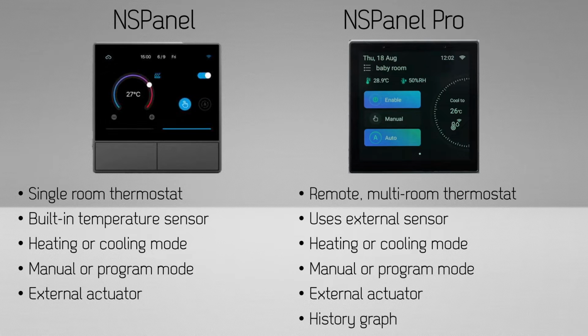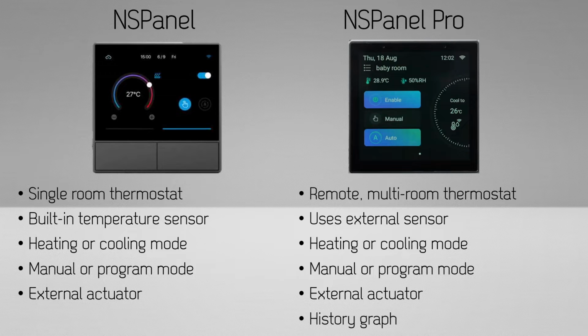So think about it. You can have several rooms, or maybe just several zones in a house, and you can switch between those thermostat views in the NSPanel Pro in order to set the temperature in those rooms or zones. So in this way, if you don't want to have a separate screen in each of your locations, you can just have one NSPanel Pro and set all of these thermostats.